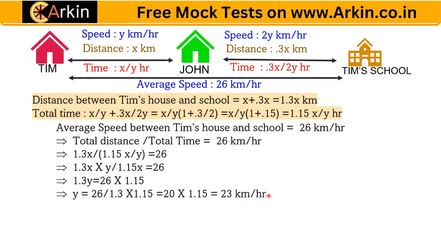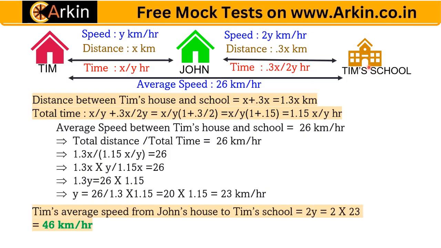So it means y is the average speed from Tim's house to John's house, but the question is the average speed from John's house to Tim's school. So Tim's average speed from John's house to Tim's school will be 2y, that is 2 into 23, 46 km per hour. So here the answer will be 46.